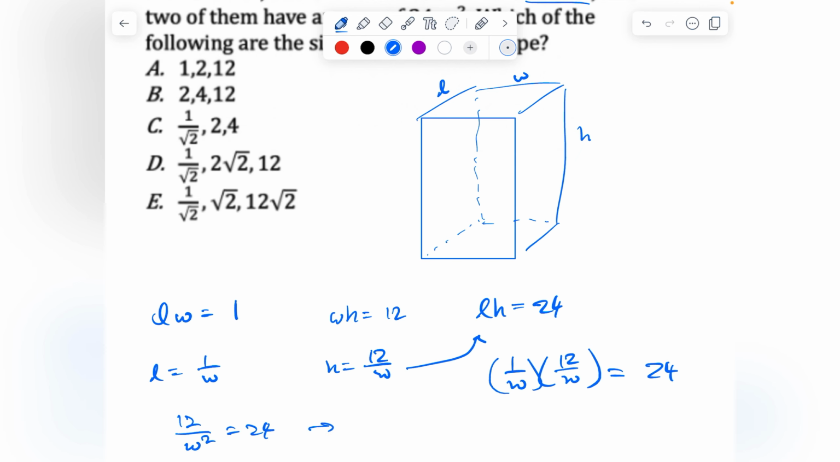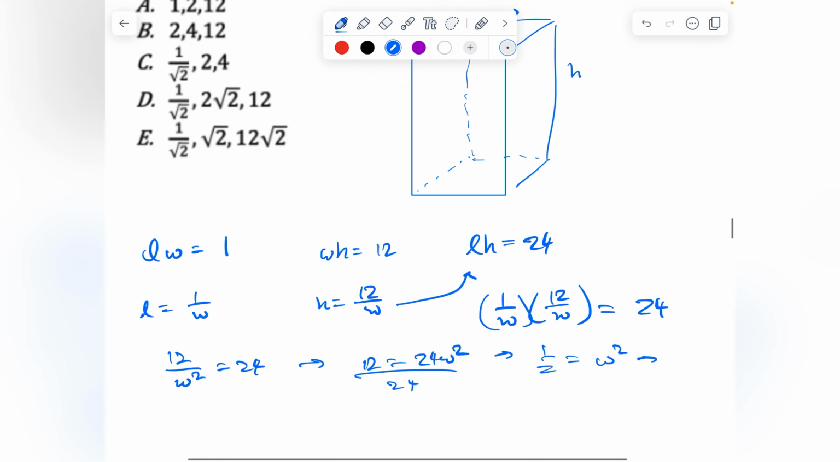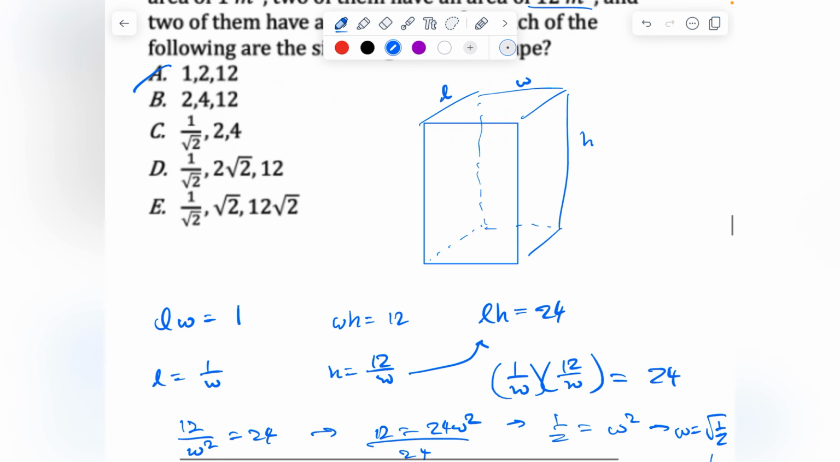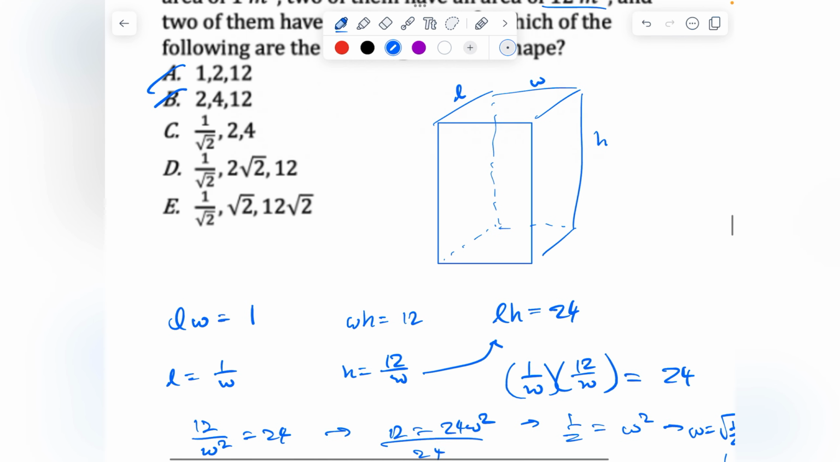If I multiply both sides by W squared, it's going to be 12 is equal to 24 W squared. Divide both sides by 24. Half is equal to W squared. And if I take the square root, W is equal to the square root of half, which is equal to 1 over square root of 2. So one of the side lengths has to be 1 over square root of 2, which means it's either C, D, or E.